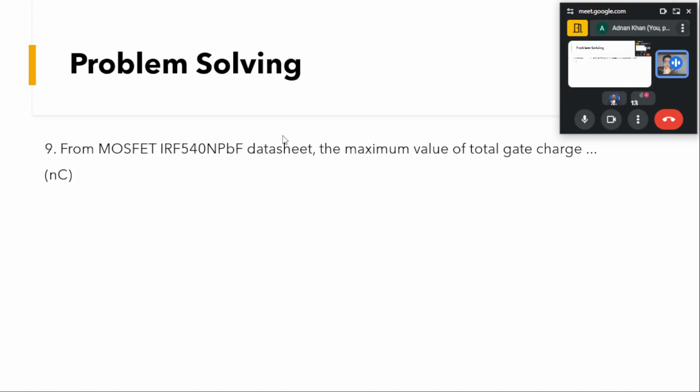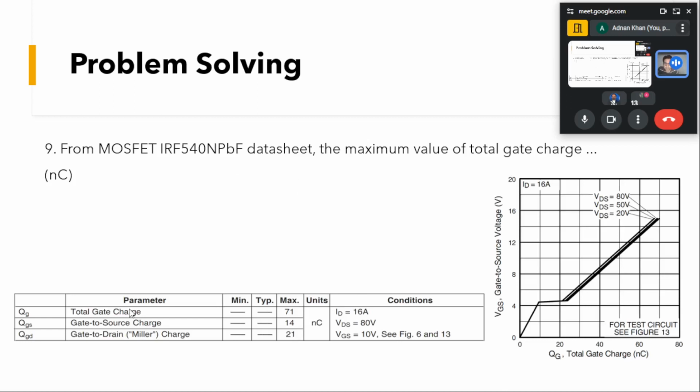In a similar fashion, for the MOSFET, the part number is given, and from the data sheet, what is the maximum value of the total gate charge? You have to see what is the maximum value of the total gate charge given in the data sheet. In a similar fashion, you will download the data sheet and go through it. If you can see here, the total gate charge is given as 971 nanocoulombs, and it is also given at what conditions it is being measured.